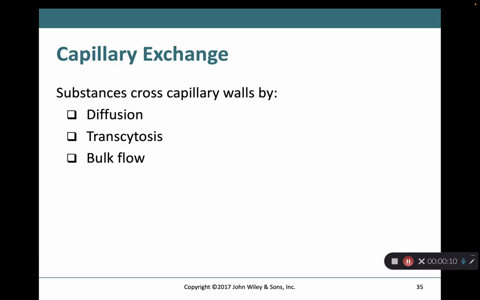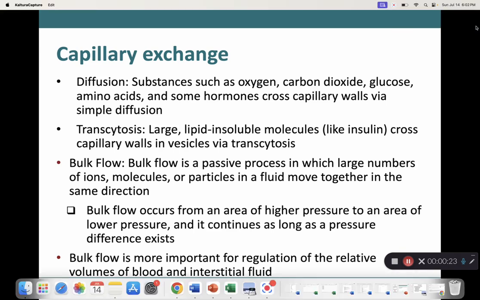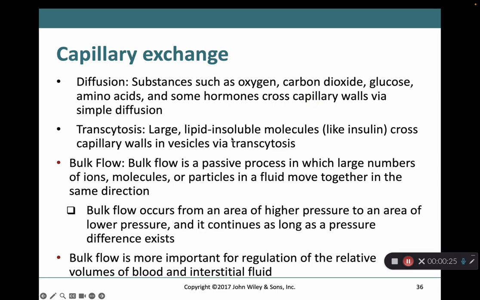So there are 3 different ways that things can cross the walls of the capillary. In diffusion, smaller things can just cross via simple diffusion, just passing through. This would be like oxygen, carbon dioxide, glucose, amino acids, which make up proteins, and some smaller hormones.